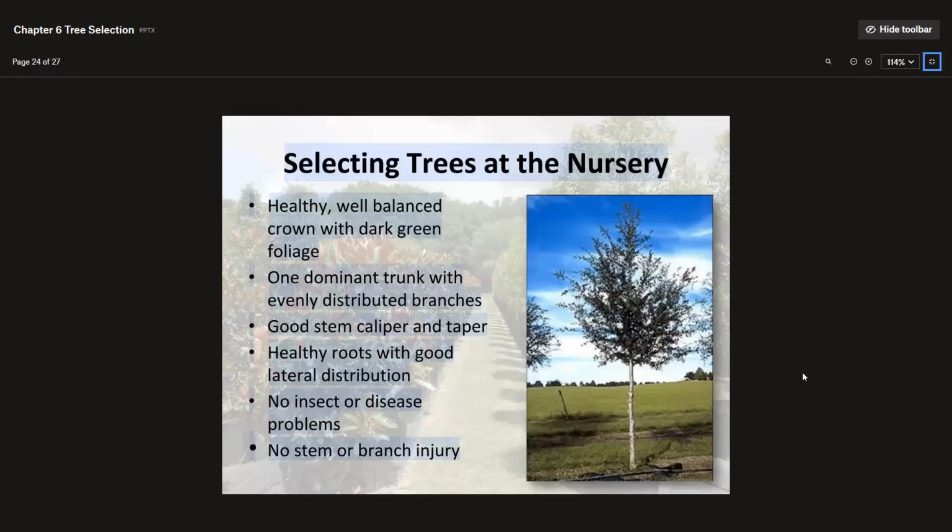Select your trees at the nursery. When you're checking trees at the nursery, you're going to be looking for healthy, well-balanced crowns with dark green foliage, if that's the type of tree you're looking for. If it's a light gray foliage, you want to make sure it's the correct color. You want one dominant trunk with evenly distributed branches, good stem caliper and taper. It's developed naturally. You want healthy roots with a good lateral root distribution, no insect or disease problems. I don't want to buy something that's covered in spider mites already, and no stem or branch injury.